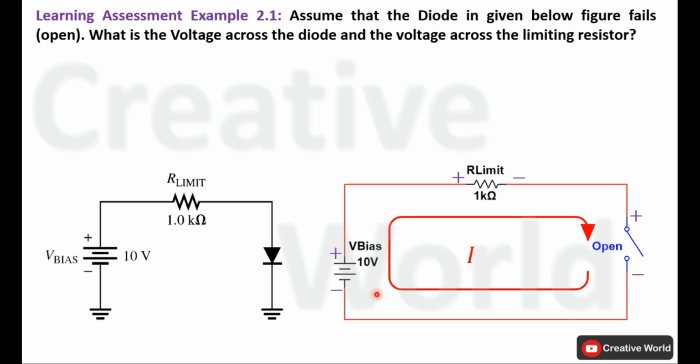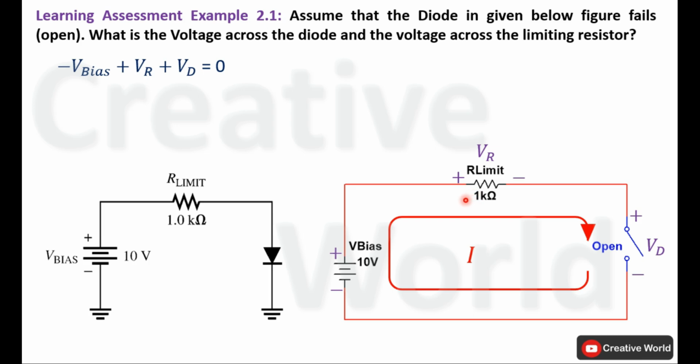Now before writing the KVL equation, we have to label the voltage across these two elements. Voltage across this limiting resistor will be labeled as VR and voltage across this open diode will be labeled as VD. Now write the KVL equation of this closed loop. We will start from here. Current entering terminal is negative, so voltage across this voltage source will be taken with negative sign. V bias will be taken with negative sign, minus V bias.